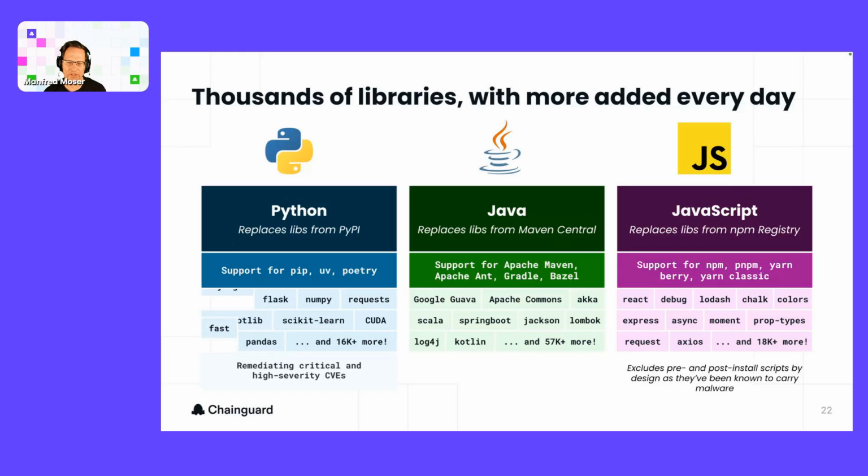In the JavaScript ecosystem, there are also pre and post install scripts often embedded in libraries. So before it is installed on your system, some script runs. We make sure that those don't carry any malware and eliminate them as well when they're not needed. So we reduce a lot of those security issues.